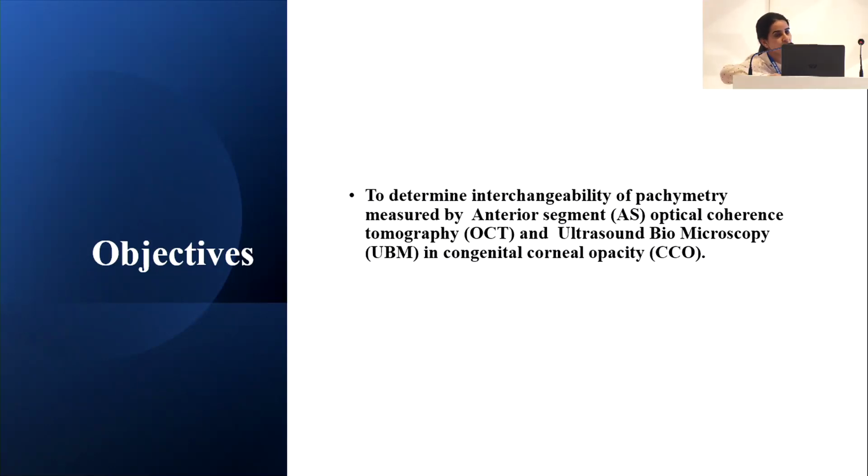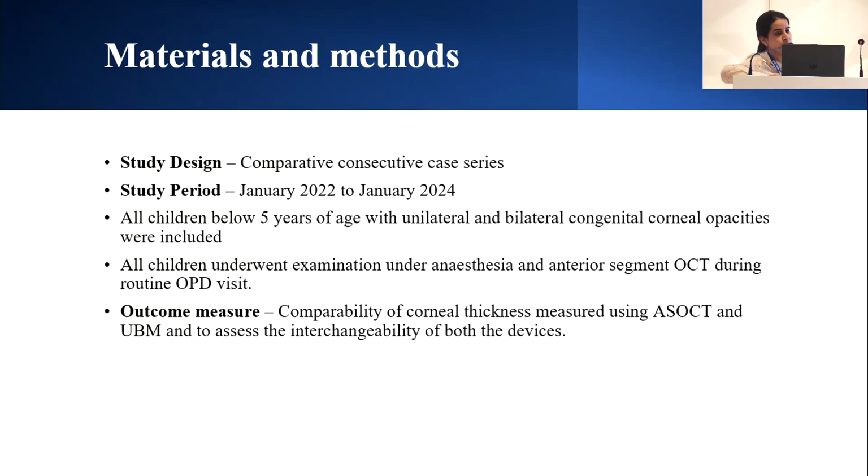So in this study, our objective was to determine the interchangeability of the pachymetry measured by ASOCT and UBM in congenital corneal opacities. It was a comparative consecutive case series done from January 2022 to January 2024. All children below 5 years of age with unilateral or bilateral congenital corneal opacities were included in this study. All the children underwent examination under anesthesia and anterior segment OCT during the routine OPD visits. Outcome measures were comparability of the corneal thickness measured using ASOCT and UBM, and to assess the interchangeability of both the devices.